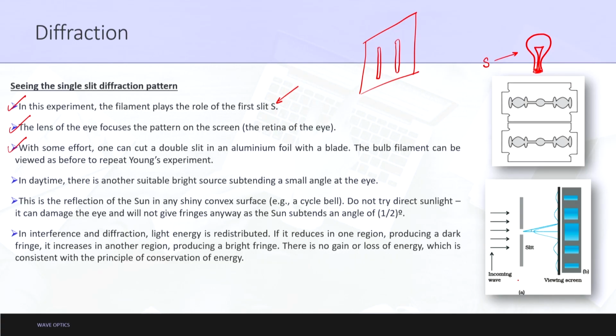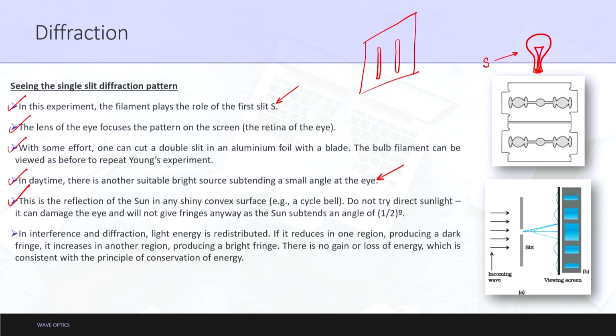In daytime there is another suitable bright source subtending a small angle at the eye. This is the reflection of the sun in any shiny convex surface, for example a cycle bell. Not direct sunlight, as it can damage the eye and will not give fringes anyway, since the sun subtends an angle of half a degree. Because the value of theta is very small, in real life scenarios we cannot see a diffraction pattern here.